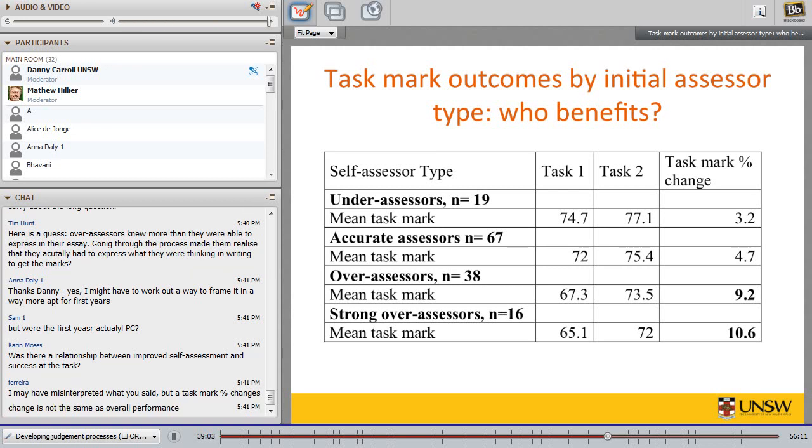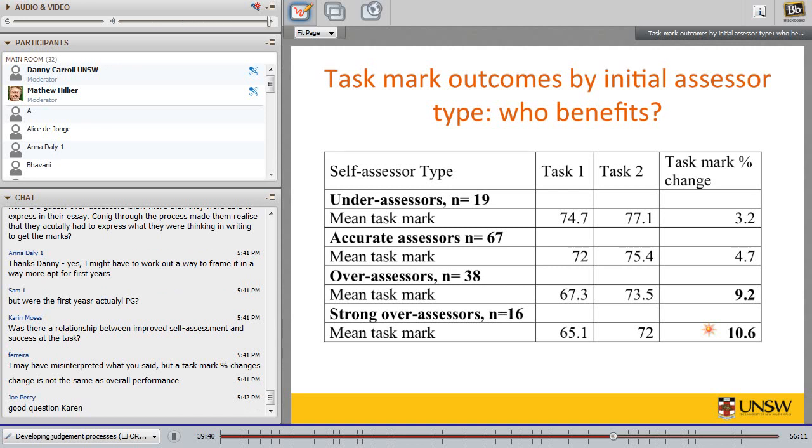I'm not sure what your point is about over-assessors. Karen, yes, there was. So there are the students who improve self-assessment and success at the second task, especially in relation to over-assessors, and most especially in relation to strong over-assessors. The strong over-assessors really made big task mark improvements, so they were judged to be performing much better.